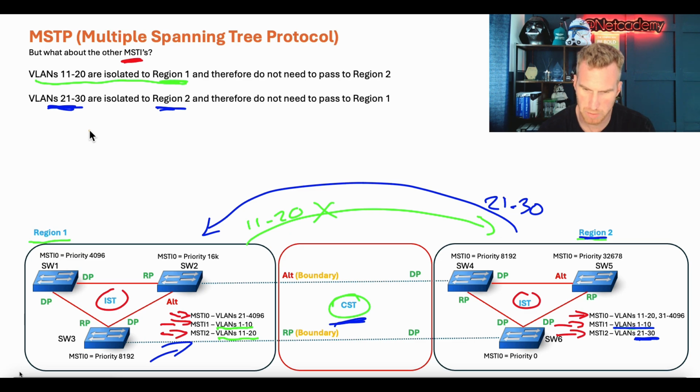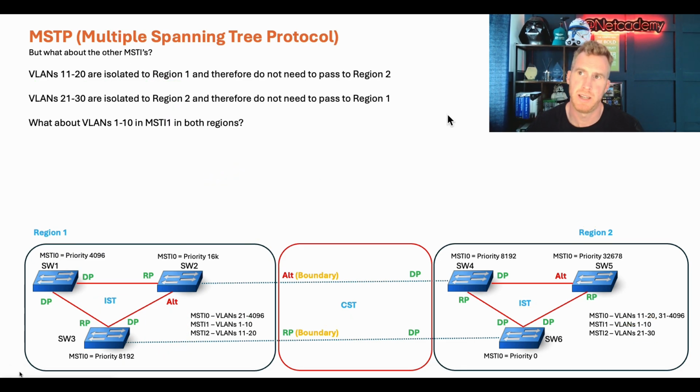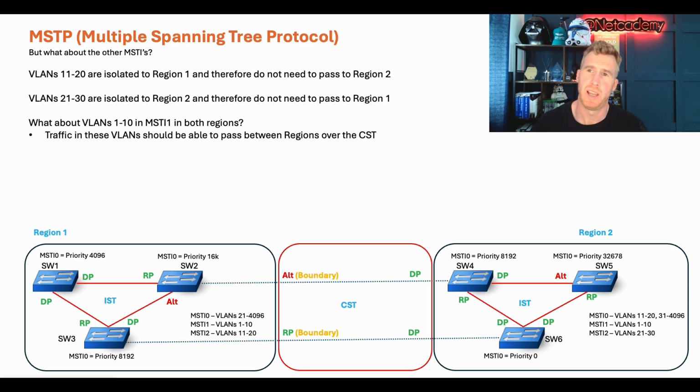But the common denominator, the common VLANs which are in both regions, are VLANs 1 to 10. So what we do need to go over the CIST, over the common spanning tree, is the traffic assigned to VLANs 1 to 10. VLANs 1 to 10 are in both region 1 and region 2. And so we need that traffic, as I was just saying, to pass over that common spanning tree, that CST, from region 1 to region 2, and from region 2 back to region 1.